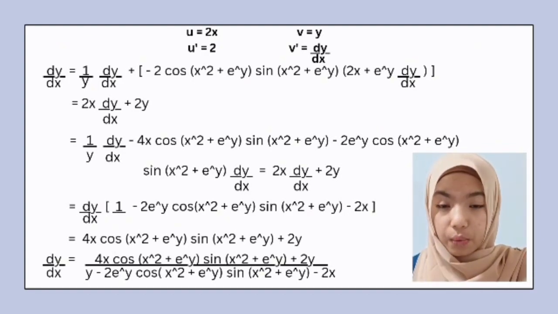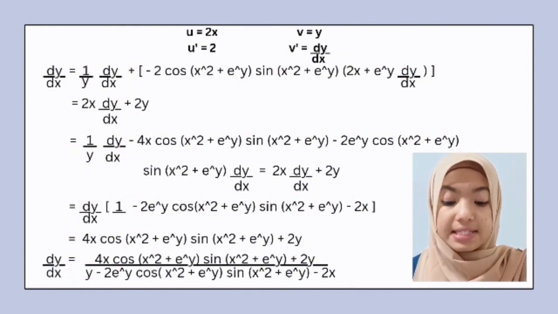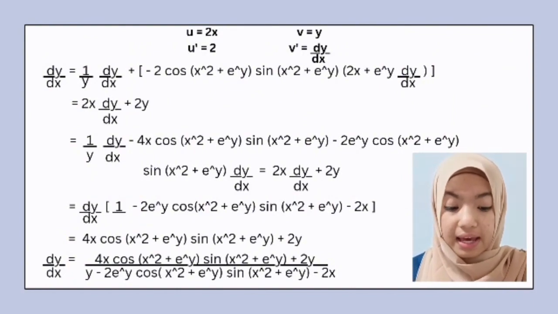After we put all of the equation together, now we open the bracket. So the negative 2 will be multiplied by 2x. So it will be negative 4x cos(x² + e^y) sin(x² + e^y). And the e^y dy/dx will be multiplied by all of them in front of it, so it will become negative 2e^y cos(x² + e^y) sin(x² + e^y) dy/dx.